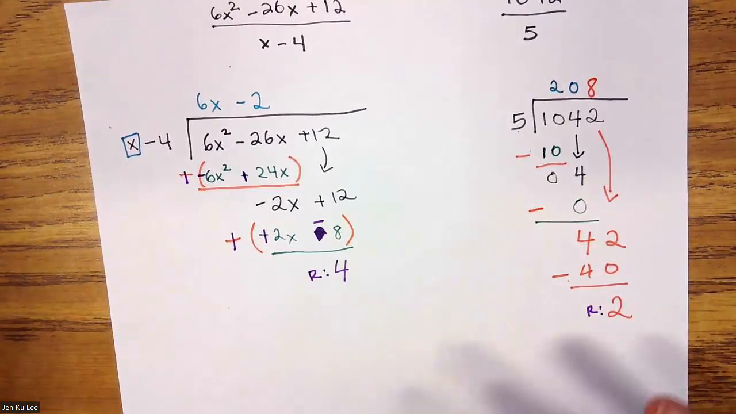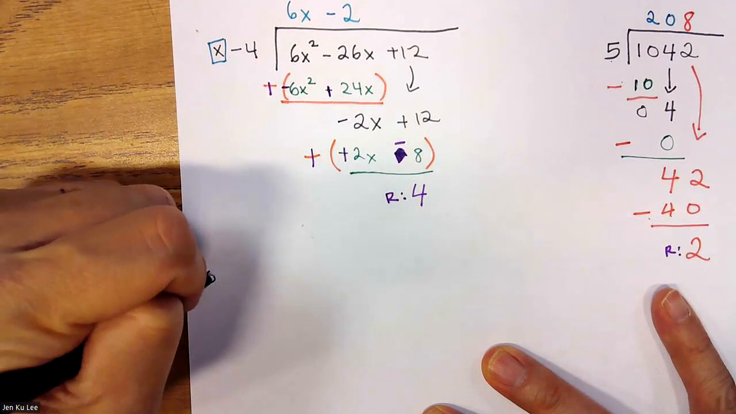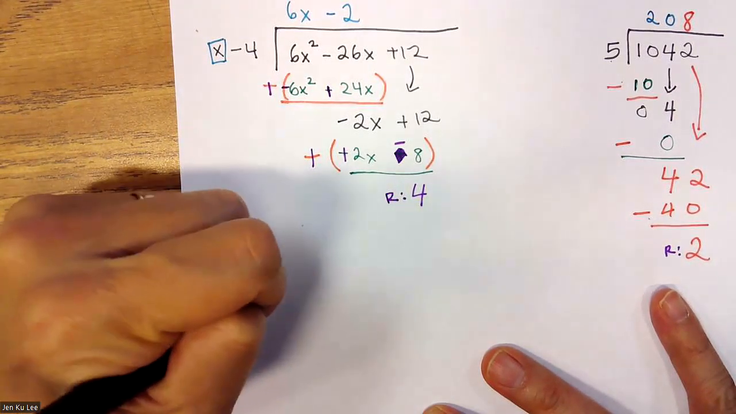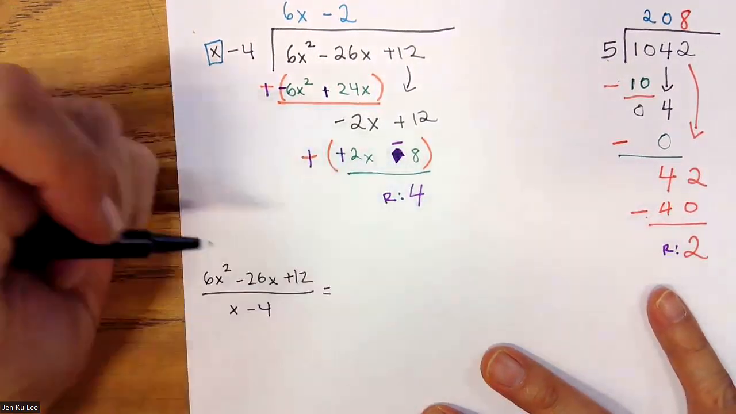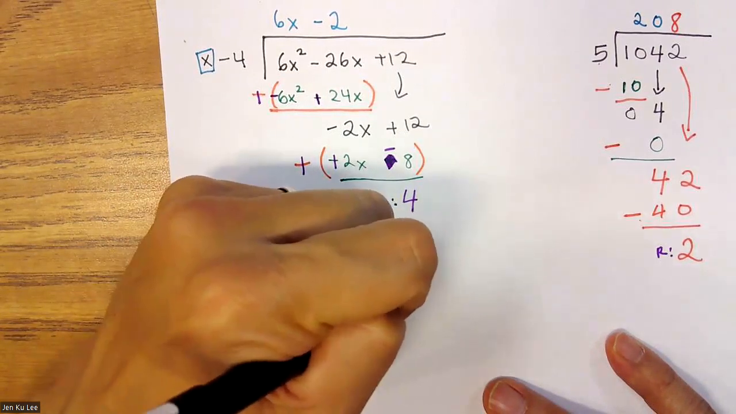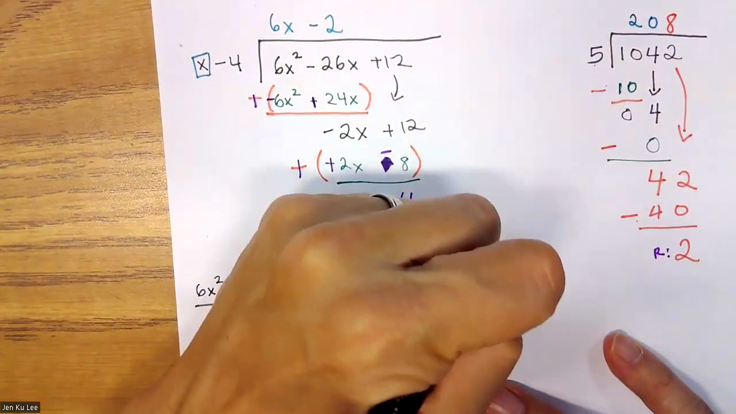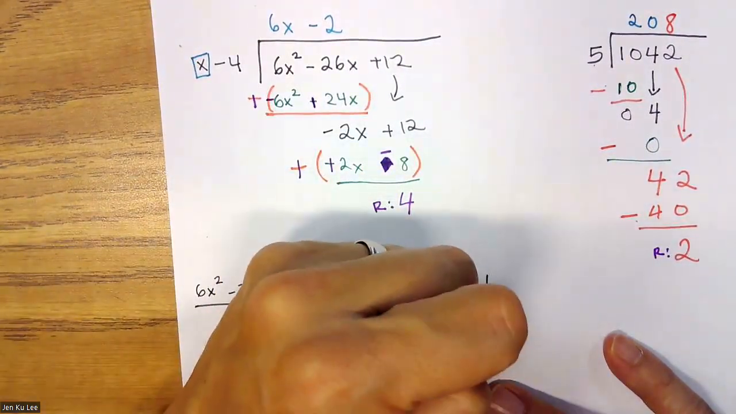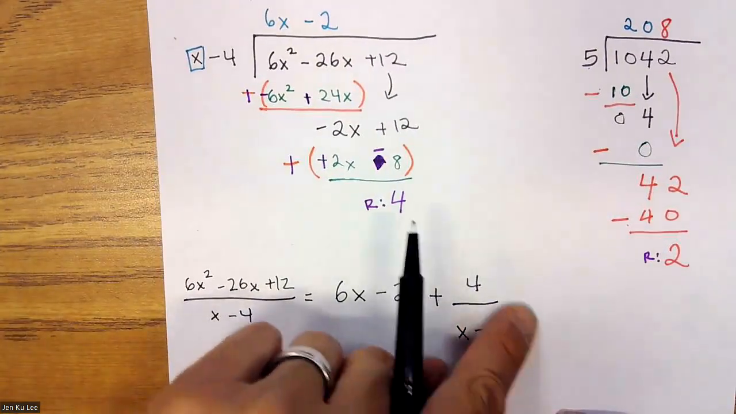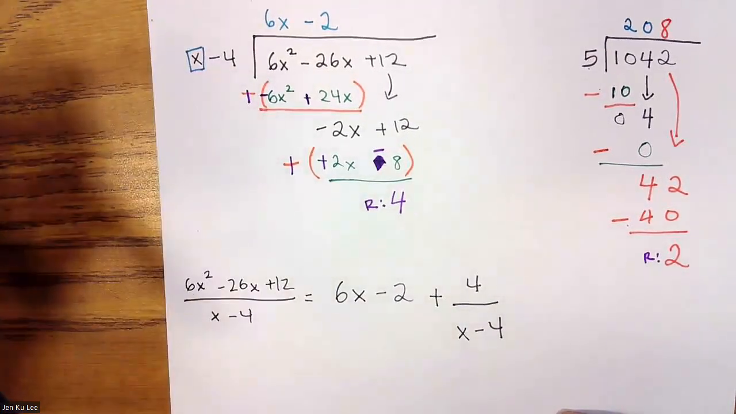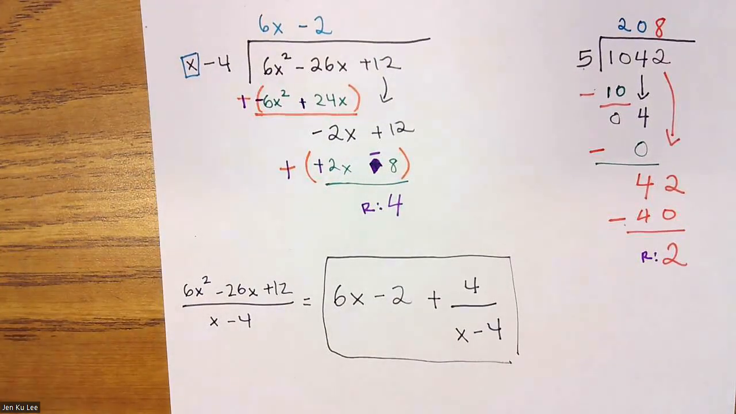Okay, so your answer here would be 6x squared minus 26x plus 12 divided by x minus 4 equals 6x minus 2, what I got up here, plus 4, my remainder, over x minus 4. You're always going to put it under what you divided by. So this would actually be my answer.